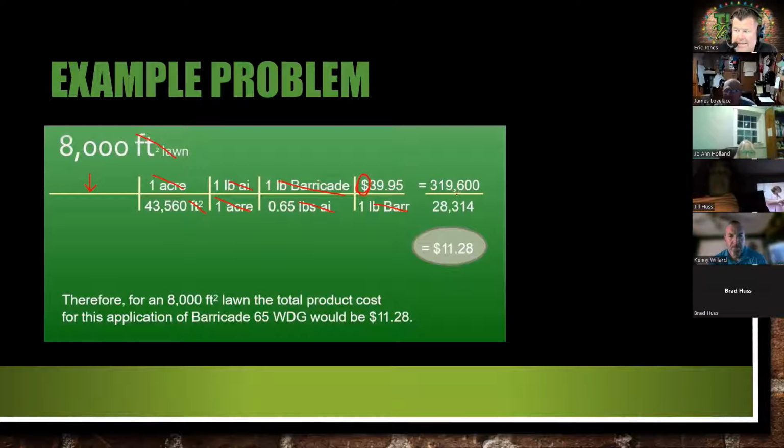We have 319,600. On the bottom, 43,560 times 1 times 0.65 times 1 is 28,314. Divide that into your 319,600, and we are spending $11.28 for that 8,000 square foot home lawn. That's what our product cost is.